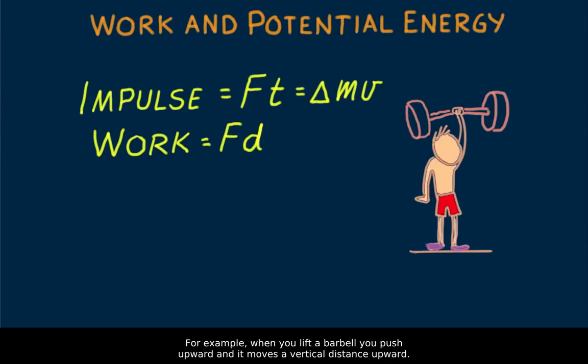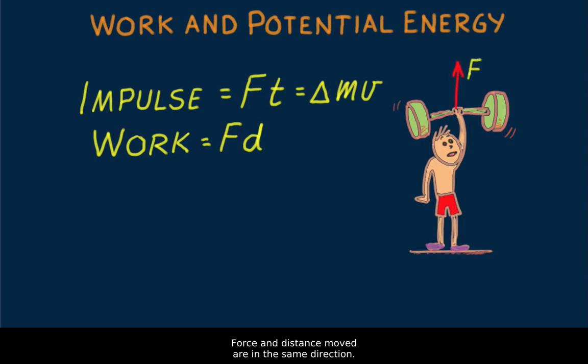For example, when you lift a barbell, you push upward and it moves a vertical distance upward. Force and distance moved are in the same direction. So we say you do work on the barbell. The amount of work equals the force it takes to lift it multiplied by the distance it is raised.